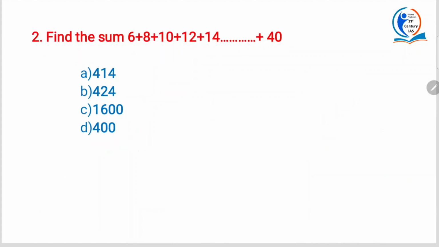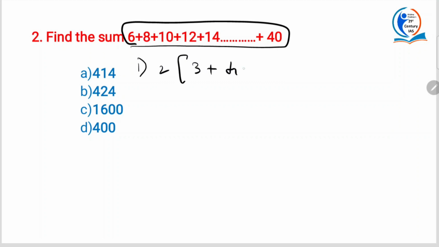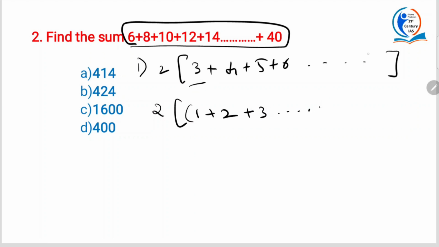Got it? Now, find the sum of this. See, there are two methods. One is taking 2 common and writing 3 plus 4 plus 5 plus 6, so on, and then simplifying it to get, and then doing this. You will add 1 plus 2 to this plus 3, so on, till you have taken 2 common, no? So, it will be 20 here. Minus, you have to subtract whatever you added for the equation to remain intact. Okay. So, this is what you will get.